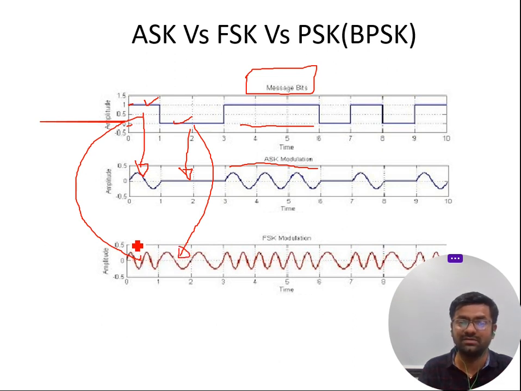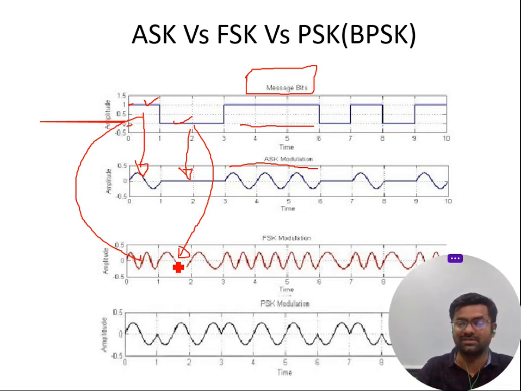Why is it simple? Because in case of logic 1 or 1 volt I will be getting an F1 frequency, and for logic 0 I will be getting an F2 frequency. Always, the digital input is zeros and ones, so you will be getting either F1 or F2 frequencies. So that's how FSK is done.